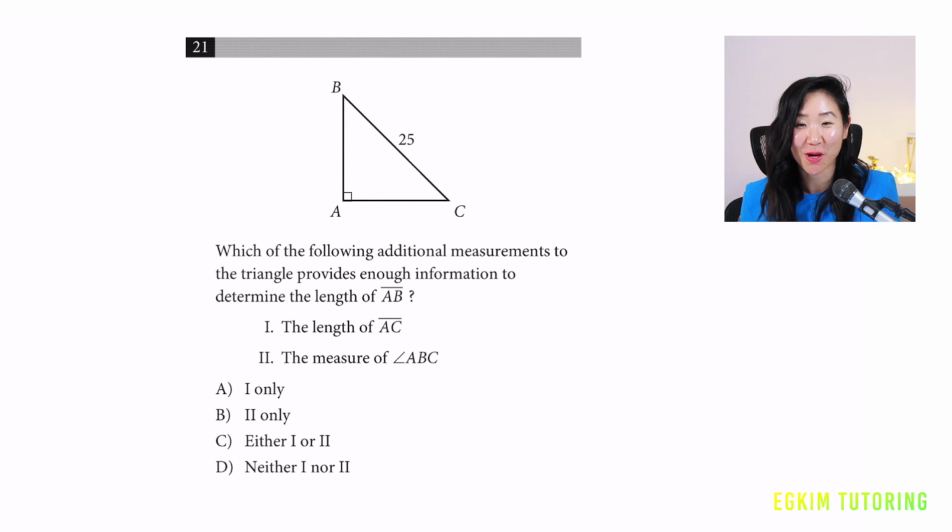Question 21 is a geometry problem. We have a right-angled triangle right here, and it says, which of the following additional measurements to the triangle provides enough information to determine the length of AB? Length AB is right here. Let's go ahead and also label it as X.